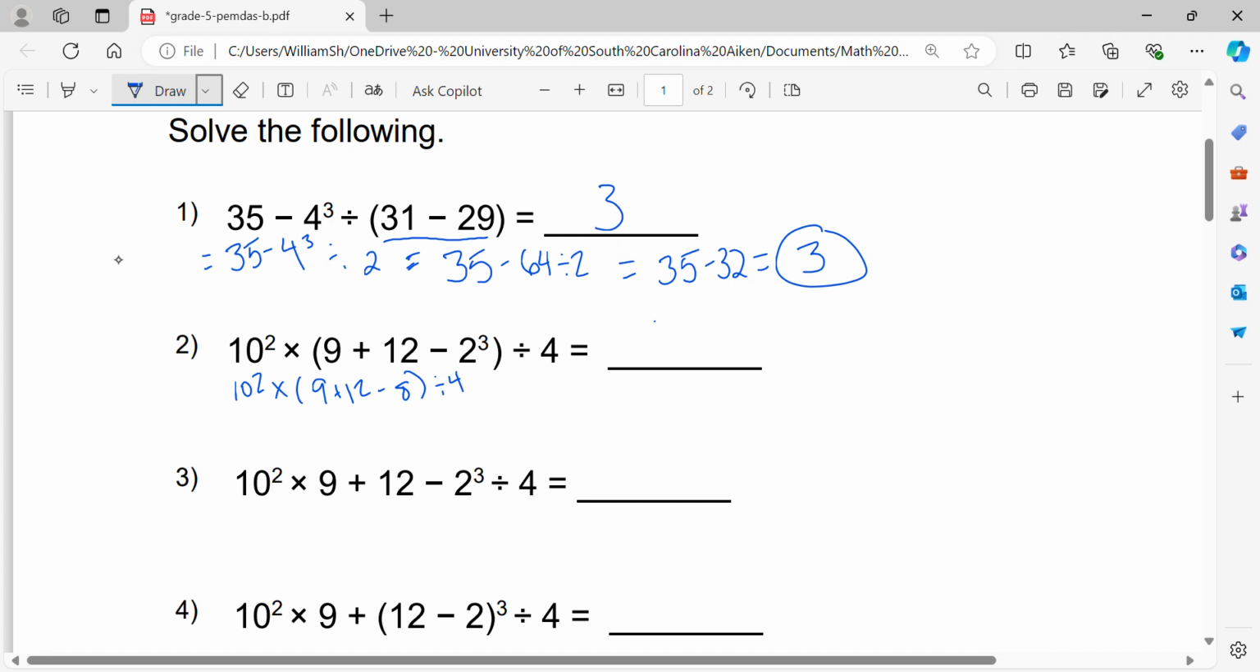Now, we're continuing to use what's inside the parentheses. I've got 9 plus 12, which will give me 21, minus 8. I'm going to go ahead and do that step too. 21 minus 8 should give us 13. Okay, divided by 4. Now, we've taken care of everything in the parentheses. You don't even have to write them at this point. If you just wanted to write the 13, that'd be fine.